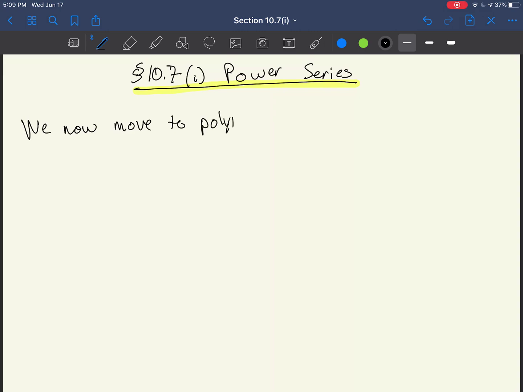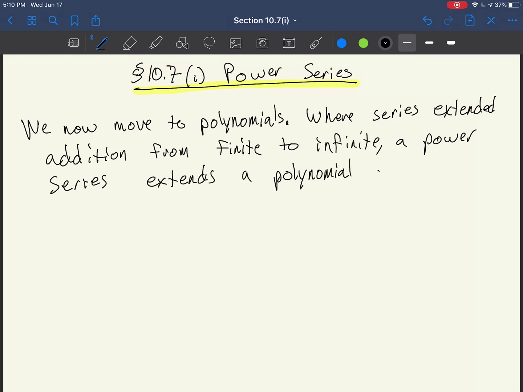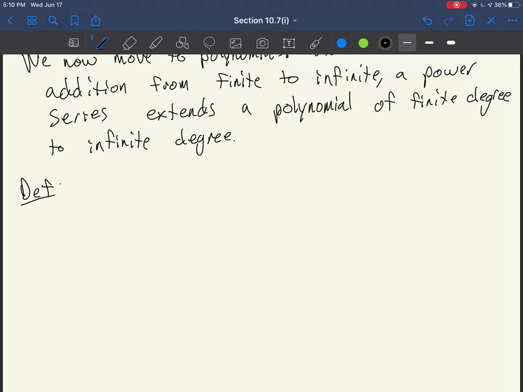So first off, with power series, we now move to polynomials. So where a series extended addition from finite to infinite, a power series extends a polynomial of finite degree to infinite degree. So you can view a power series as a polynomial of infinite degree.